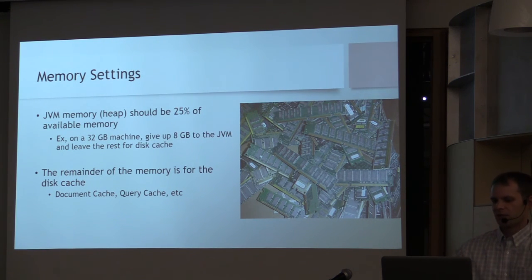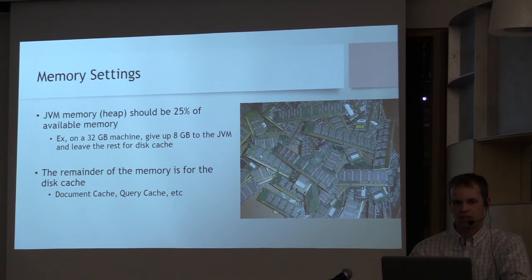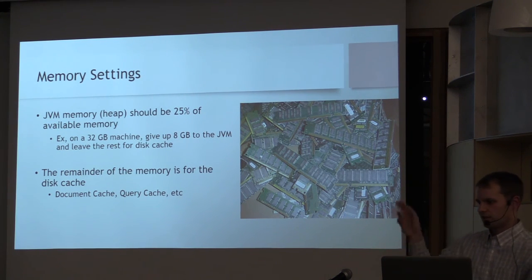So on like a 32 gigabyte machine, you give 8 gigabytes to the JVM, and leave the rest for the disk cache. The disk cache is what Solr uses. It's going to consume whatever's left. Whatever the OS isn't using, Solr is going to use the rest of it when it needs it. That's what the query cache and the filter cache, those things I showed a little while ago, use. As queries run, it's going to start filling those caches.